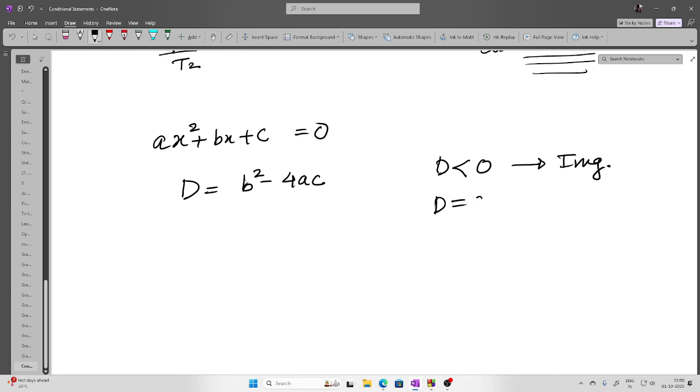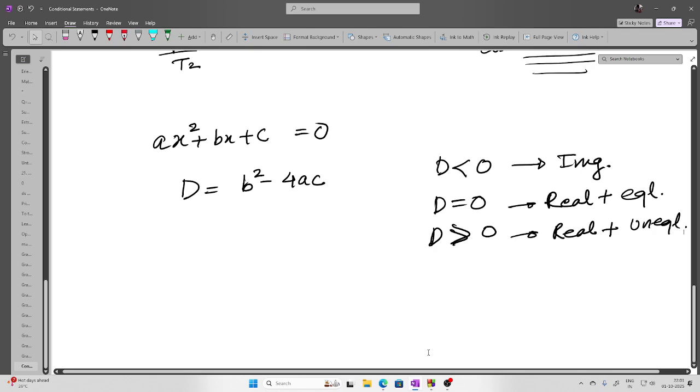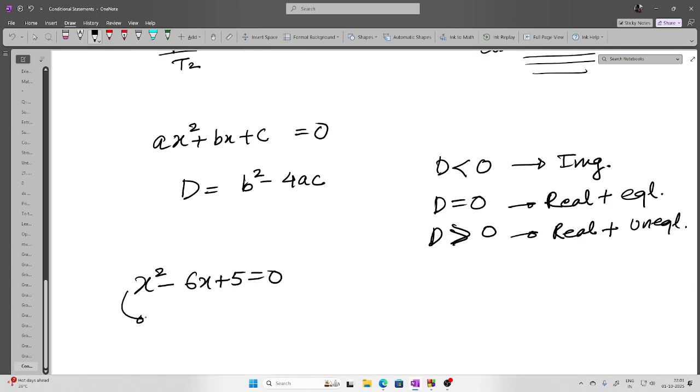So if the discriminant is negative, then the roots will be imaginary. If the discriminant is 0, then the roots will be real and equal. If the discriminant is more than 0, then the roots will be real and unequal. So this is the program. Let's say I want to check for x square minus 6x plus 5 is equal to 0. So in this case, a will be 1, b will be minus 6 and c will be 5.